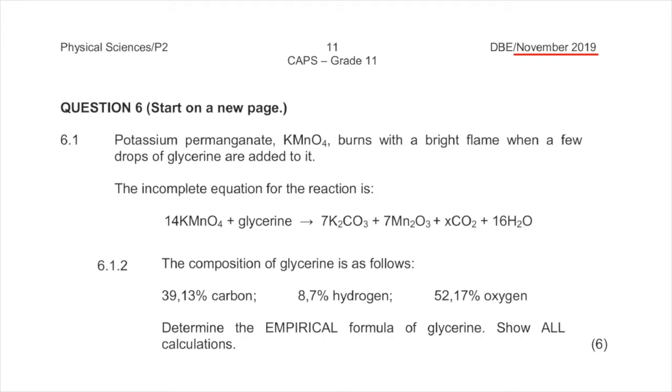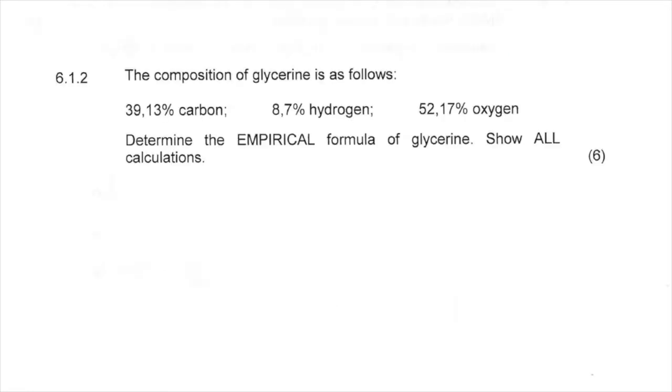Now remember, percentage is out of 100. The percentage that they give you here is a mass percentage. So it's that percent of the total mass. So to do this, we're going to say, let's take 100 grams. If I've got 100 grams of this glycerin, that will mean I've got 39.13 grams of carbon, 8.7 grams of hydrogen, and 52.17 grams of oxygen.